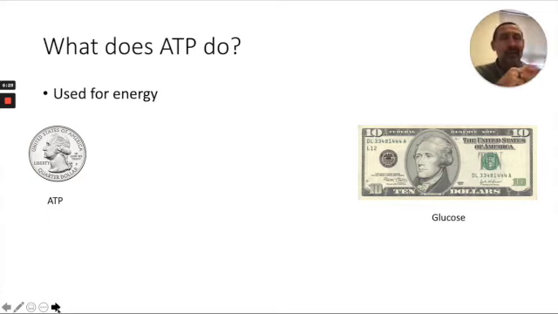So think of it kind of like an arcade. Every time you eat a molecule of sugar, that's glucose, that's like $10. But we can't use a $10 bill at an arcade. We need to convert it into quarters. That's ATP. And we spend those quarters in order to do our life processes.